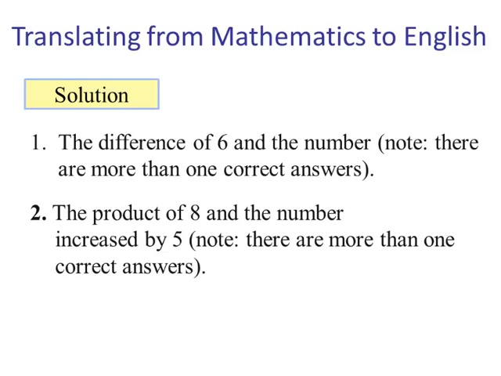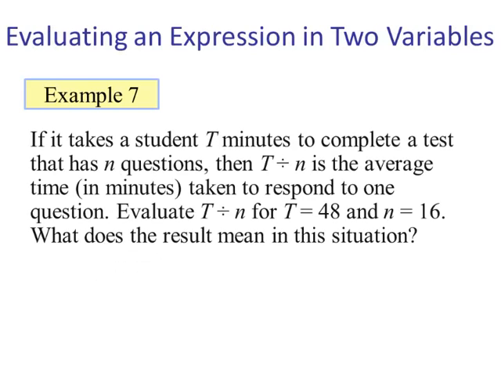Example number 7, if it takes a student t minutes to complete a test that has n questions, then the expression t divided by n is the average time measured in minutes taken to respond to one question. Evaluate t divided by n for t equals 48 and n equals 16. What does this result mean in this situation?